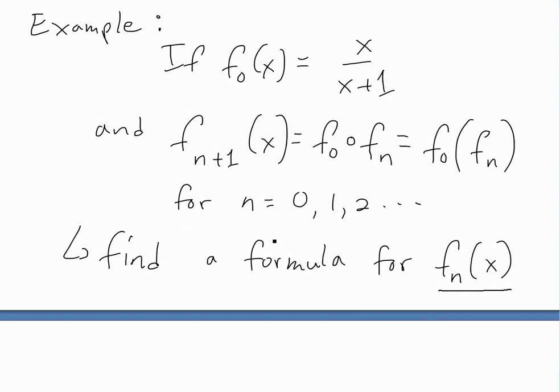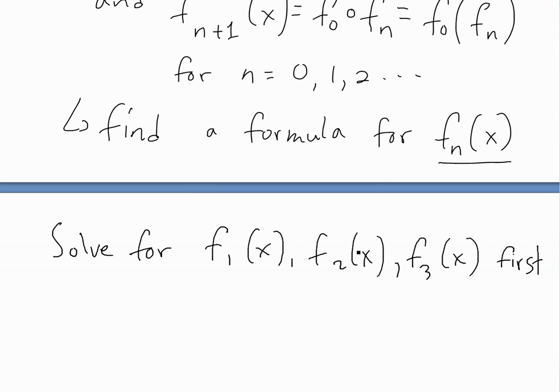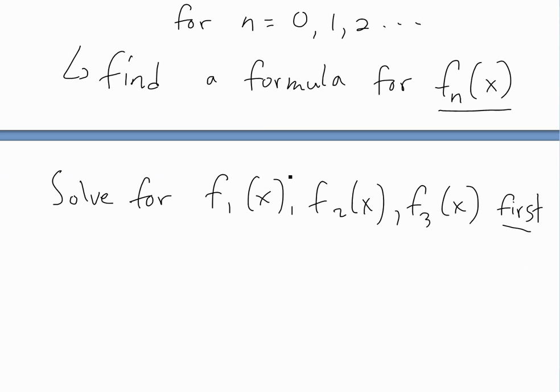To do this, instead of thinking of it generally, let's first find something simpler. We'll look at n equal to 1, 2, and 3. So we solve for f1 of x, f2 of x, and f3 of x first, and hopefully we can see a pattern and guess what our general formula is. Then I'll show you how to prove it with mathematical induction. So let's go with f1.